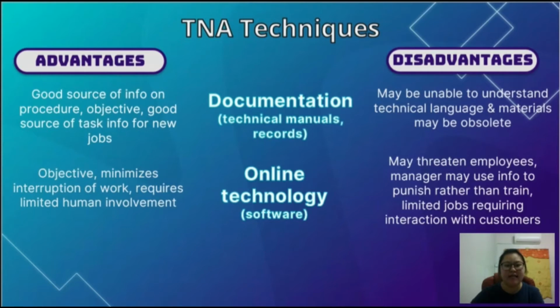Next is online technology. The advantages are that it is objective, minimizes interruption of work, and requires limited human involvement. However, it may threaten employees. Managers may use the information to punish rather than train. There is also limited job requirement interaction with customers.